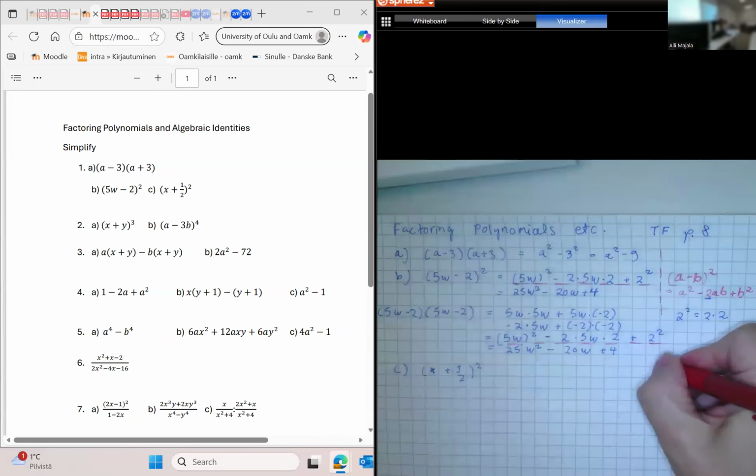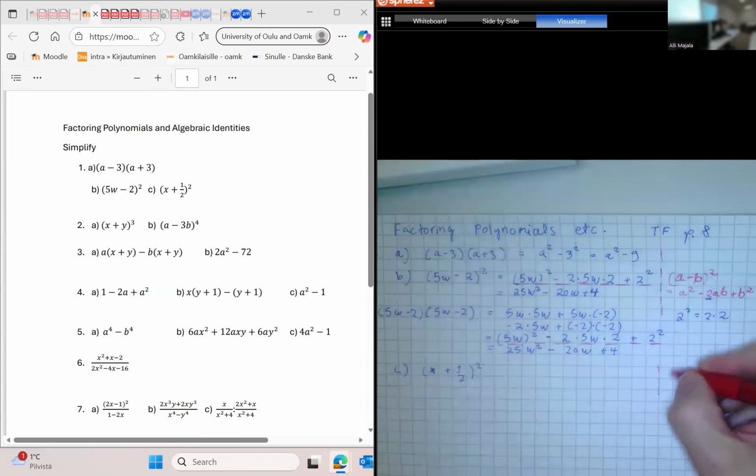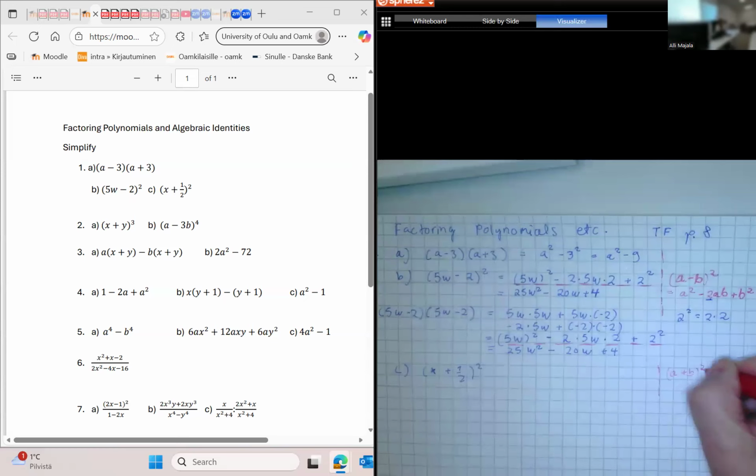Obviously here I want to use the formula (A plus B) to the power of 2. Oh, how can this pen be so bad? I was so happy with the pens.